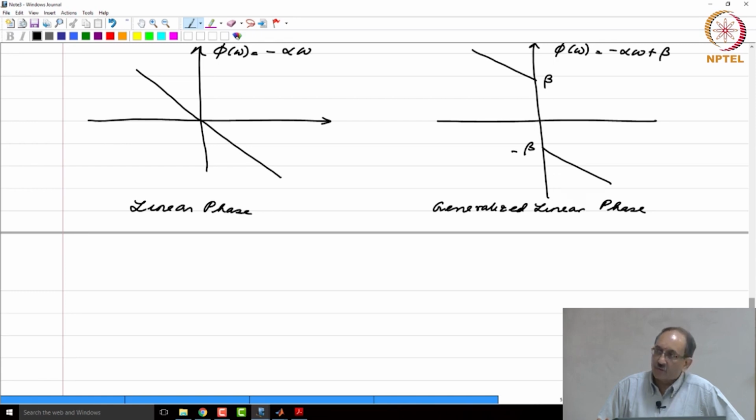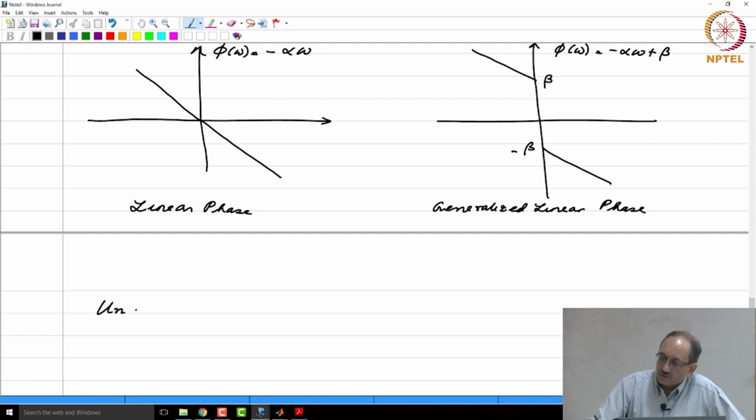Remember, we are talking about systems with real valued impulse response, therefore, the phase has to be odd symmetric, and hence we are talking about such systems for 1/2 of the frequency response, and we are extending it from minus pi to pi by odd symmetry. So, by this we are assuming real valued impulse response.